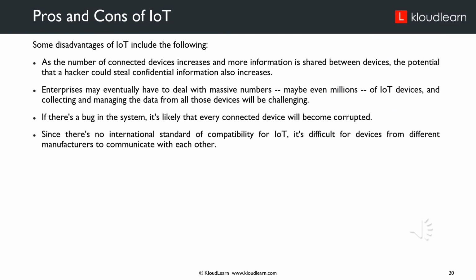Some of the disadvantages of IoT include the following: as the number of connected devices increases and more information is shared between devices, the potential that a hacker could steal confidential information also increases. Enterprises may eventually have to deal with massive numbers, maybe even millions, of IoT devices, and collecting and managing the data from all those devices will be challenging.